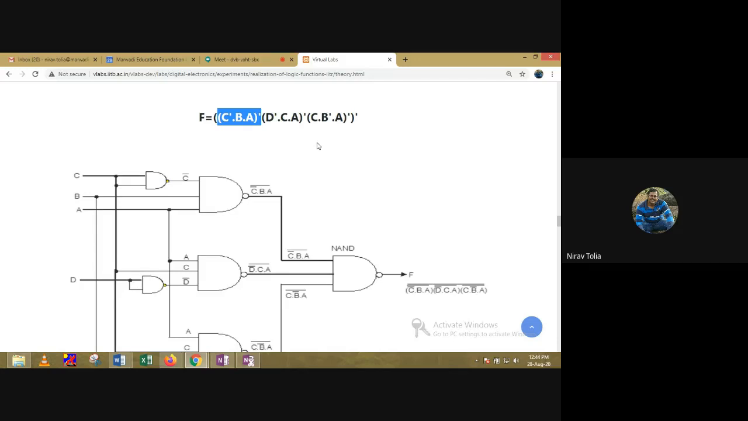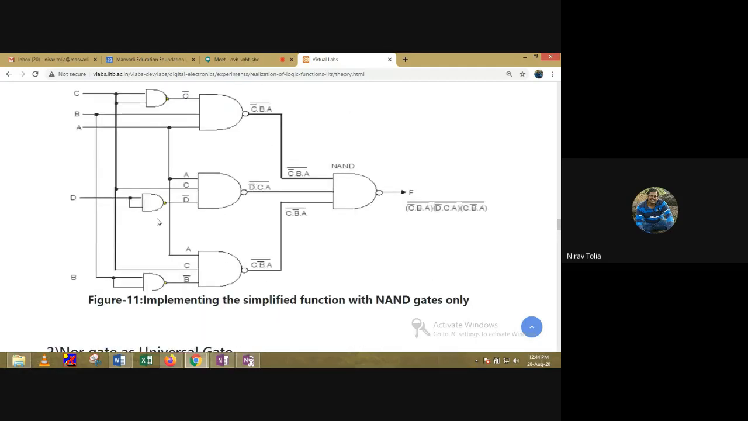The next, what we require, D bar. So again same thing, we are taking D as an input and connecting both the inputs together, so it gives D bar, and we take C and A with another NAND gate. So what it gives, D bar into C into A whole bar. Same way we are taking B bar and giving A and C as another input, so it gives C into A into B bar.